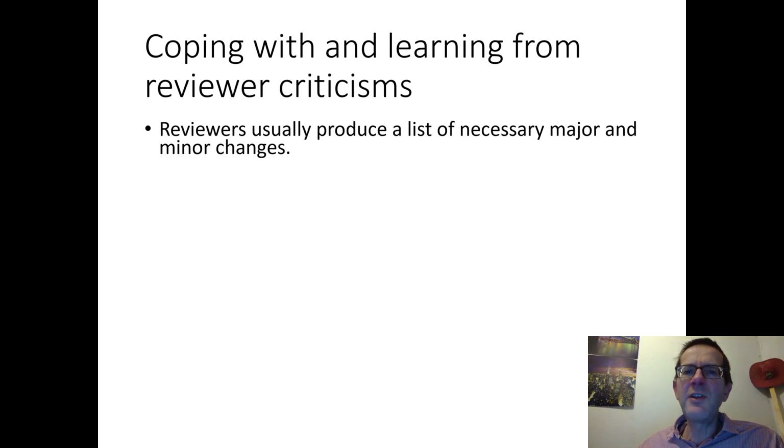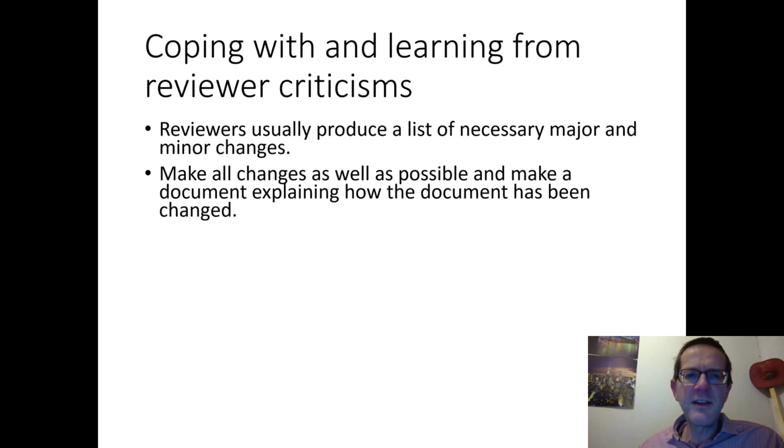So reviewers usually produce a list of necessary major and minor changes. So major changes might require a lot of work, and minor changes might be just typos or just small things that you need to change. So when you get the criticisms, it's crucial to make all the changes as well as you can, and also make a document explaining how your article has been changed. So you need to make the changes and explain how you've made the changes.